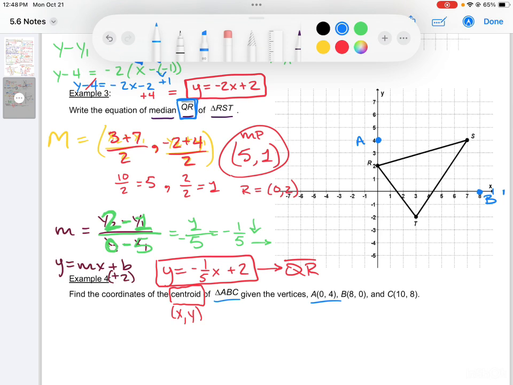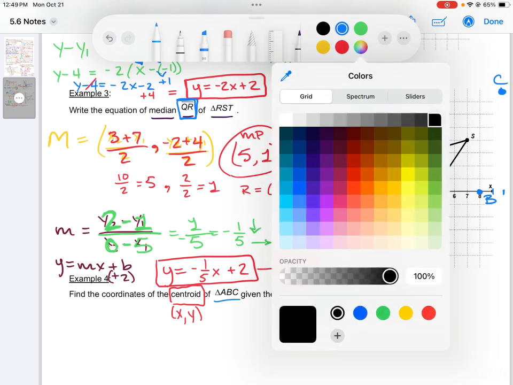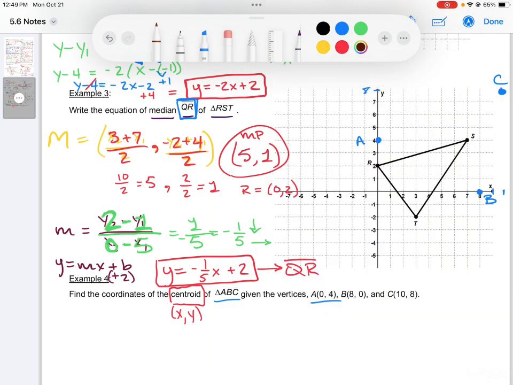Now, I know this graph only goes up to 8, but you could say 9, 10, and then it only goes up to 7, so you could say that's 8. So 10, 8 is right up here. That's point C. I know we're kind of stretching it a little bit.